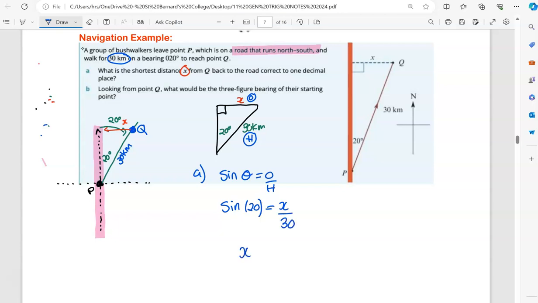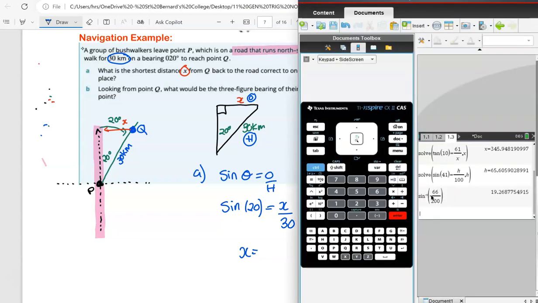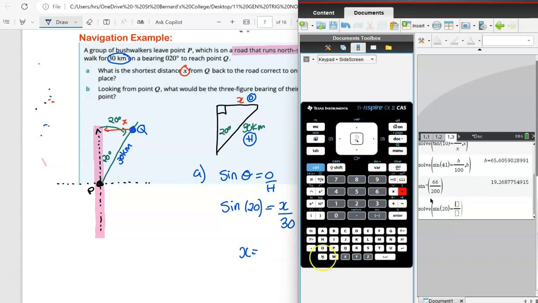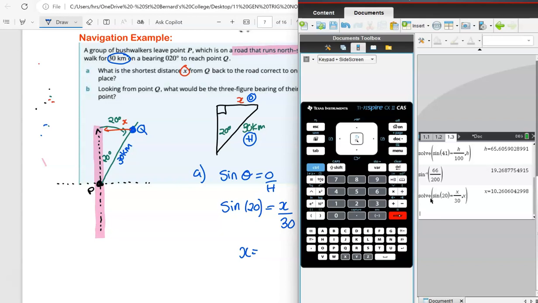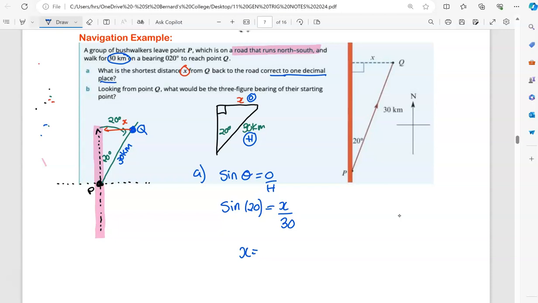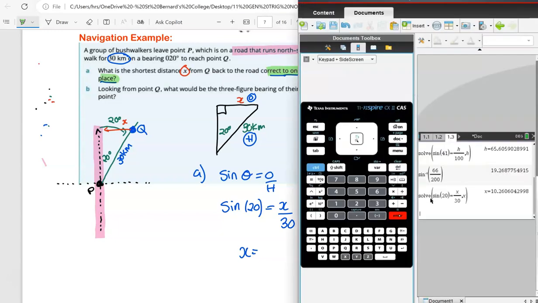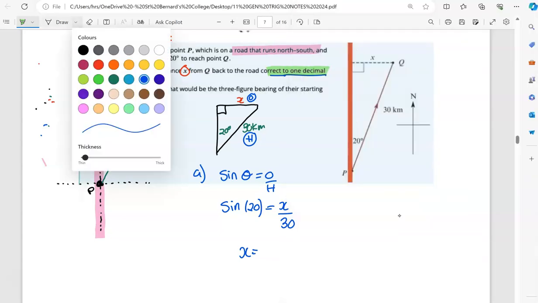Do that in your calculator. We're going to do solve. So let's have a go. Menu 3, 1. Sine 20, close the brackets, equals, control divide to get that fraction template, X over 30, move it over, comma, X, press enter. I didn't highlight though. What did it say? Correct to, I think, 1 decimal place. Let's practice highlighting that. Okay, so 1 decimal place, checking back on my calculator, it would be 10.3.